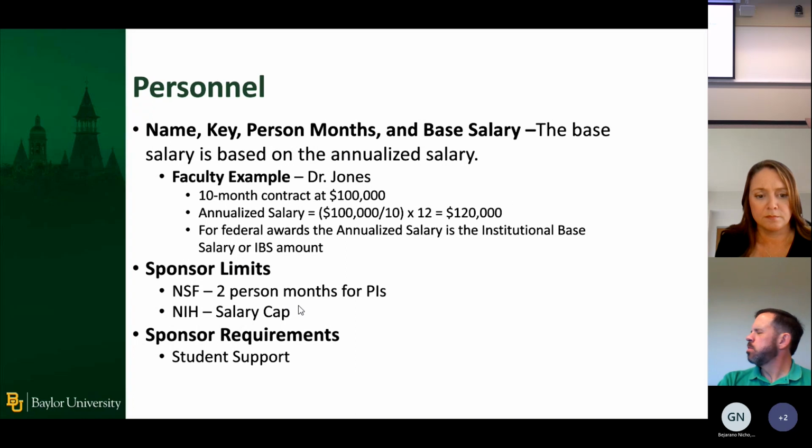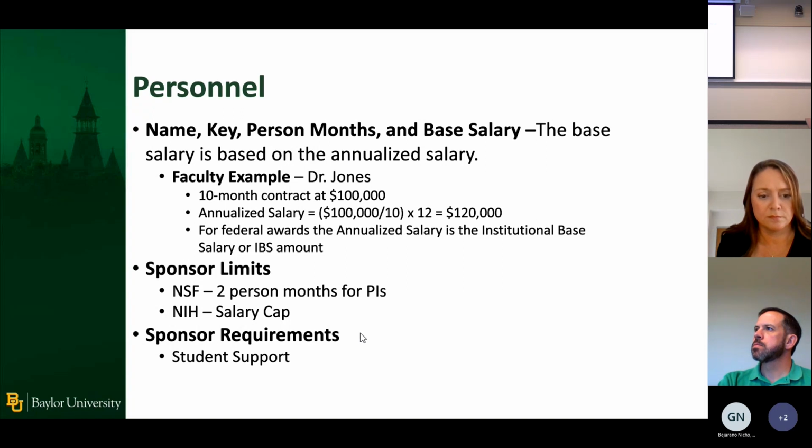NIH does not have a person month cap, they have a salary cap. So if you make close to $200,000 a year, actually it's $220,000 when you annualize it, NSF will pay up to that amount, per your percentage of effort. So it's not just they're going to pay up to $200,000. You have to take that $200,000 and divide it by 12, and that's how much per month they'll pay. So does that make sense? It's kind of a tricky concept.